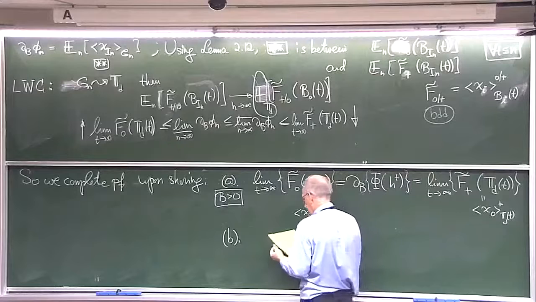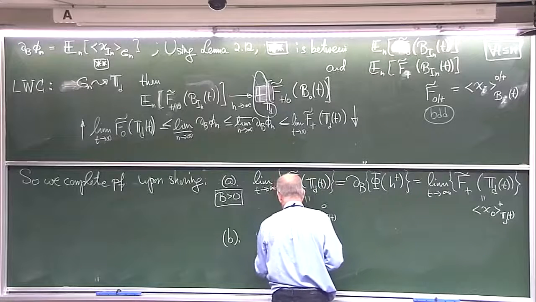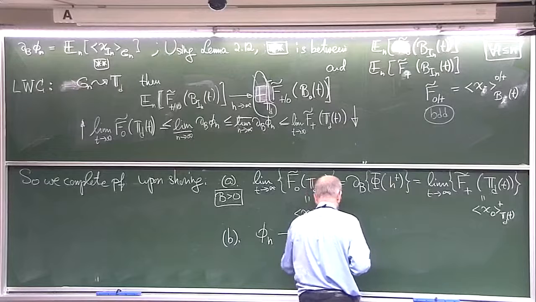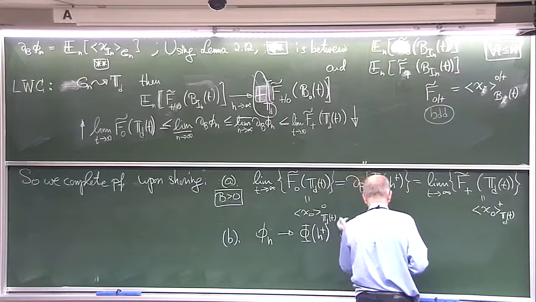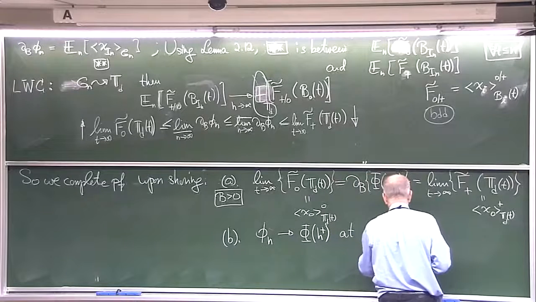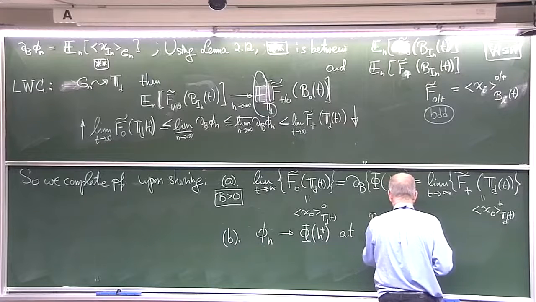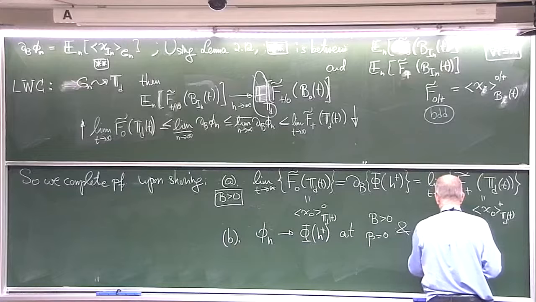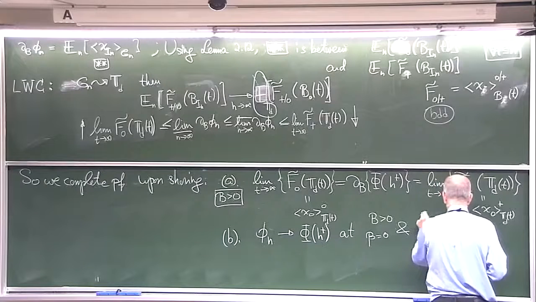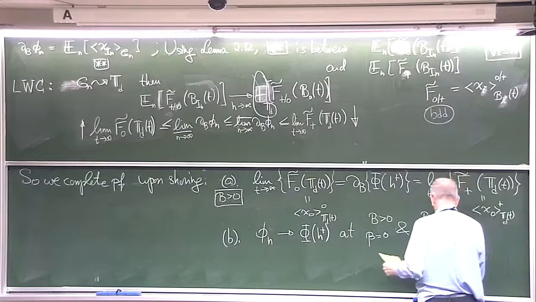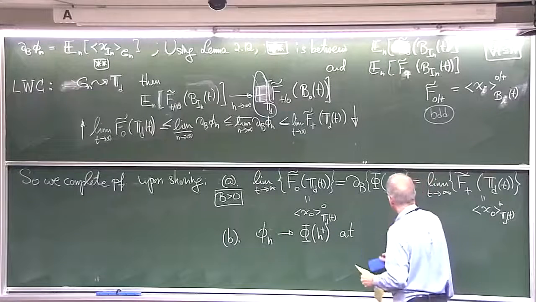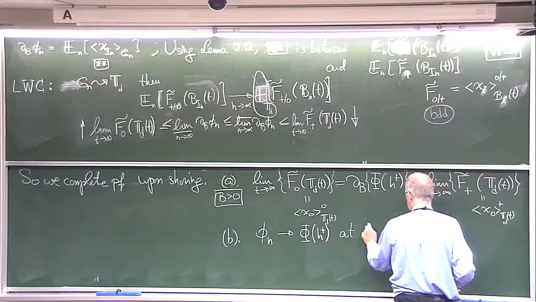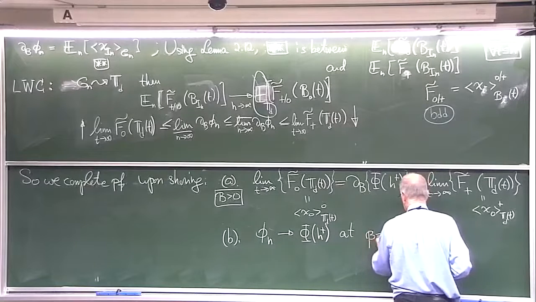The second thing, of course, we want to prove is that mu_n goes to plus at the boundary. Theta equals 0, B positive. This is not yet what I want to do this way. I want to do it at theta equals 0.